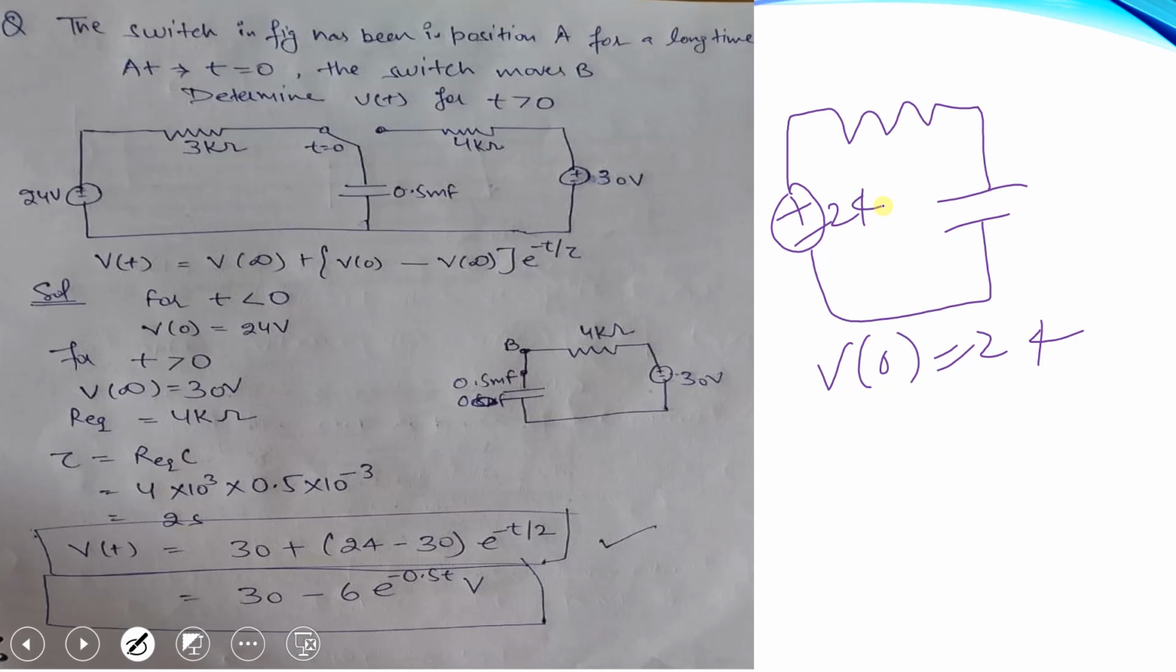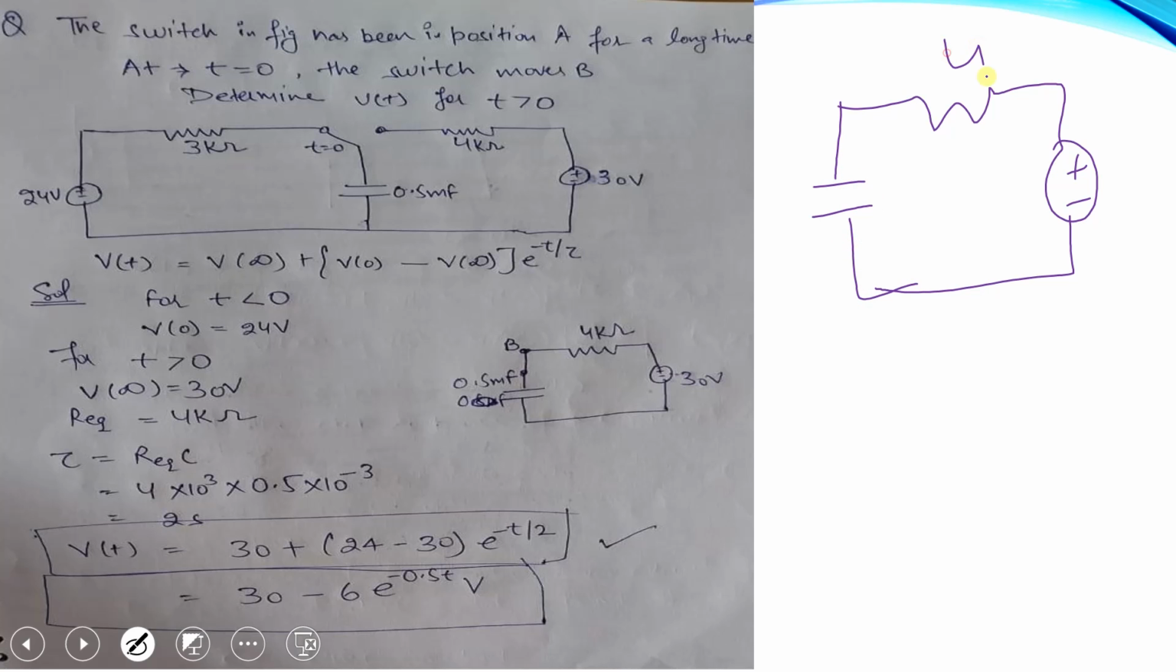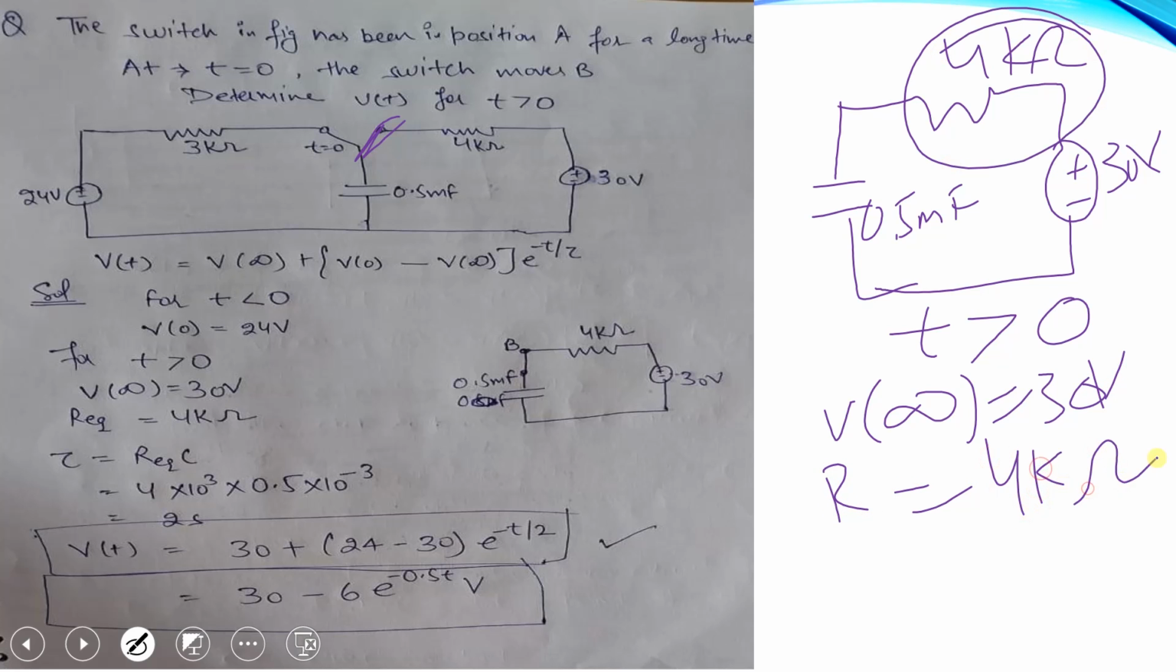So the second, when t is greater than 0, means we are considering this circuit. The circuit will become 4 ohm resistance, 30 volt, and this 4 kilo ohm. We will get this circuit, 30 volt, when we are connecting with this switch. This is the condition when t greater than 0. So V infinity is 30 volt and R value is this 4 kilo ohm in the circuit.